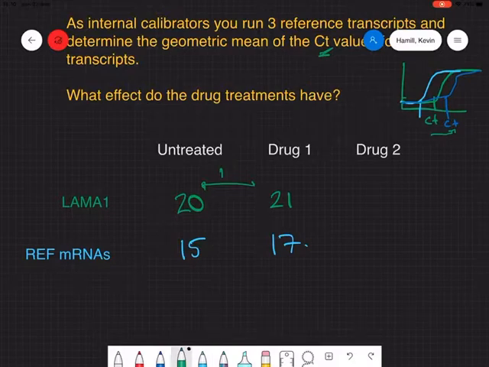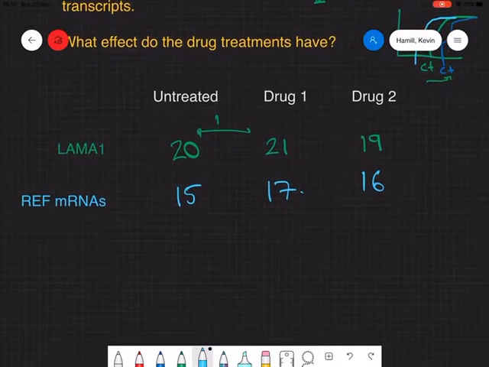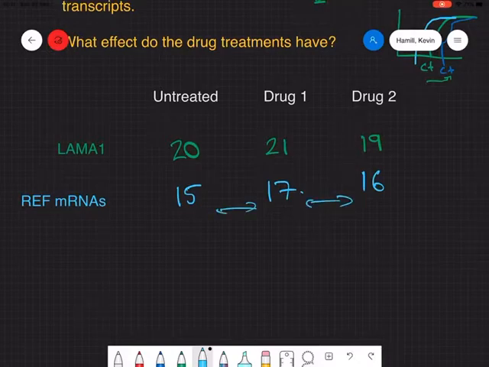And let's put some numbers in for drug number 2 as well. While we're at it, let's go 19 and let's go 16. Okay, so these are, again, totally plausible numbers. And so basically what this shows, on the blue numbers, is that we've got a difference in our internal calibrator. And we have to modify our upper values, our actual target gene, to reflect that difference in starting material. So all these comparisons are going to be against the untreated.